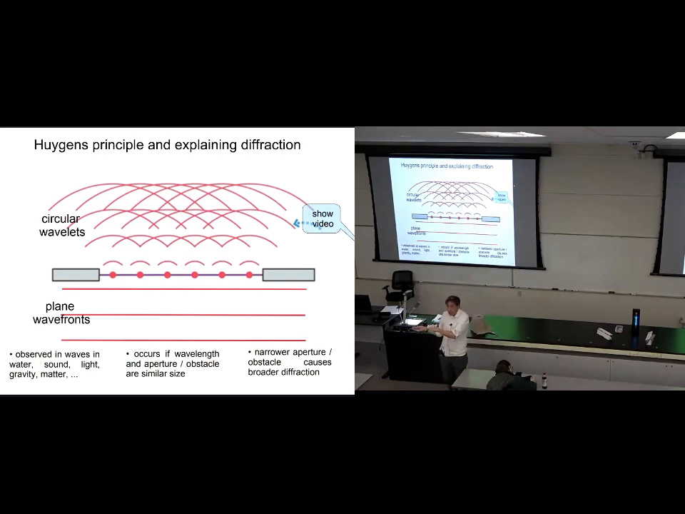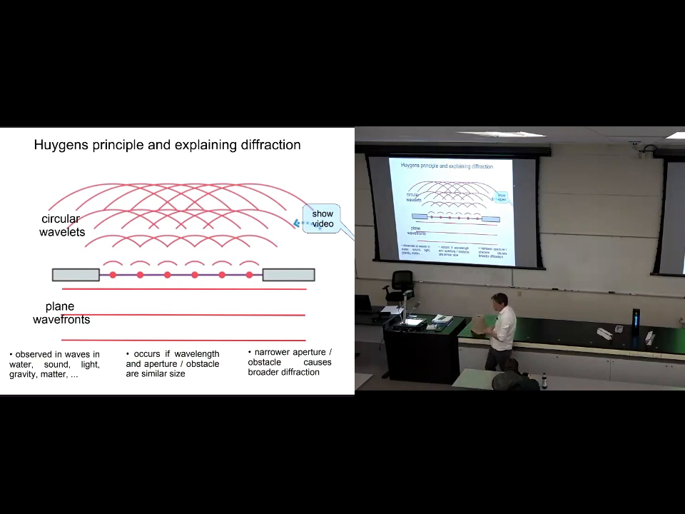And this little picture is explaining diffraction as the superposition, the interference, of all the little wavelets that emerge from all the little points inside that slit or that aperture between the obstacles. So that's how we think about diffraction.